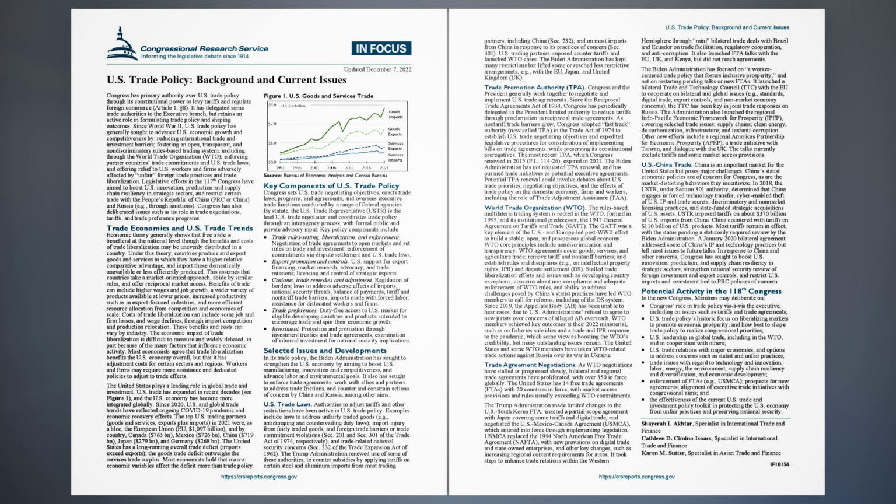As non-tariff trade barriers grew, Congress adopted Fast Track Authority, now called TPA, in the Trade Act of 1974 to establish U.S. trade negotiating objectives and expedited legislative procedures for consideration of implementing bills on trade agreements, while preserving its constitutional prerogatives. The most recent TPA, which Congress renewed in 2015, PL 114-26, expired in 2021. The Biden administration has not requested TPA renewal, and has pursued trade initiatives as potential executive agreements.